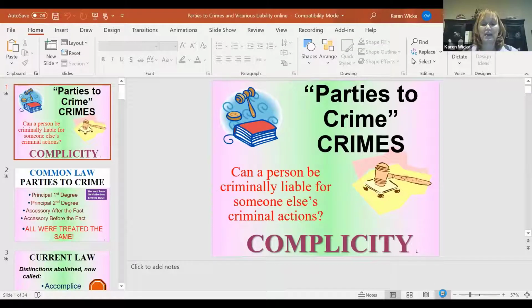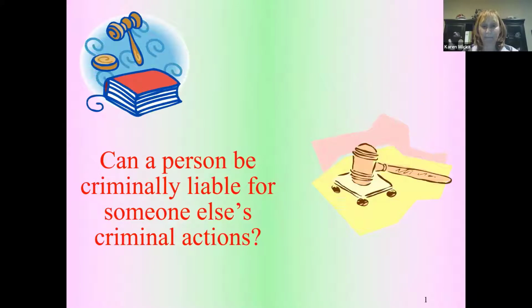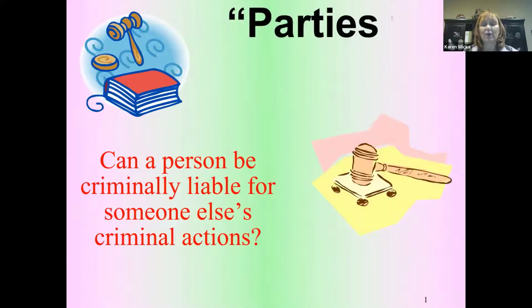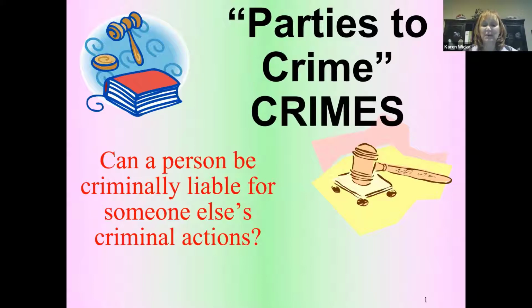This week we're moving on and we're going to be talking about the crimes of being a party to a crime. So one of the things I've talked about over and over is, can someone be responsible for someone else's action? So I said, you need to meet all of the elements for the wheel of justice for criminal liability: actus reus, mens rea, concurrence, harm, causation.